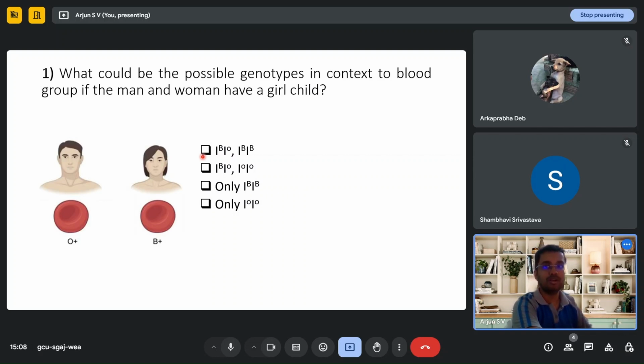Question one is: what could be the possible genotypes in context to blood group if the man and woman have a girl child? I'll repeat the question once again. What could be the possible genotypes in context to blood group if the man and woman have a girl child? The male here has an O positive blood group and the female here has a B positive blood group. So what could be the possible genotypes?